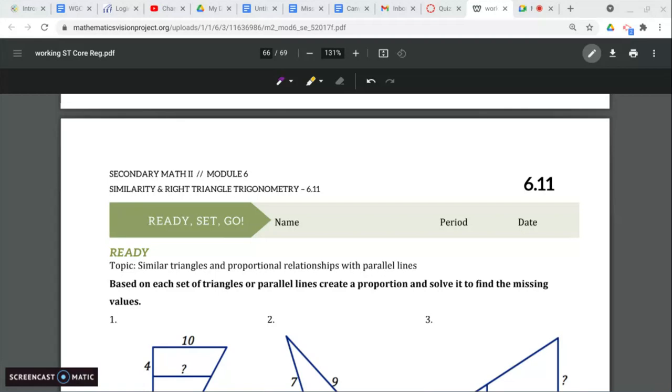Hey guys, welcome back. So what we're looking at today is 6.11, solving right triangles using trigonometric relationships. So let's go ahead and jump right in.